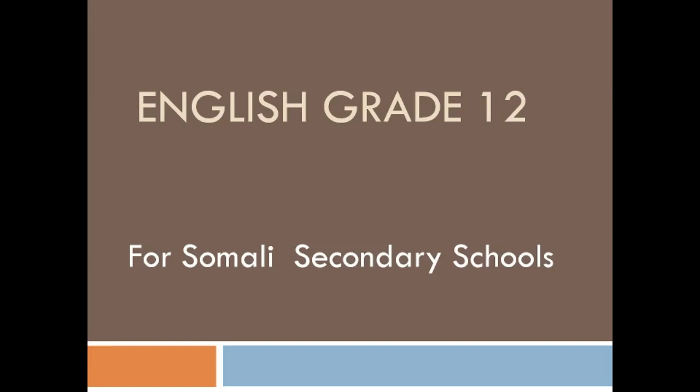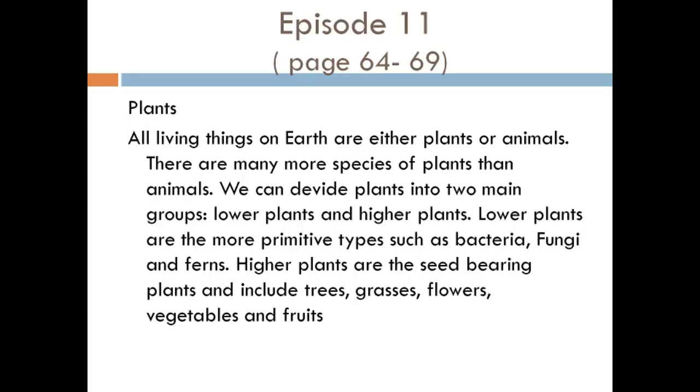Okay, book in English Grade 12, page 64 up to 69. All living things on earth are either plants or animals. There are many more species of plants than animals.